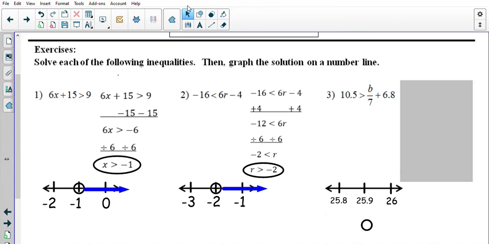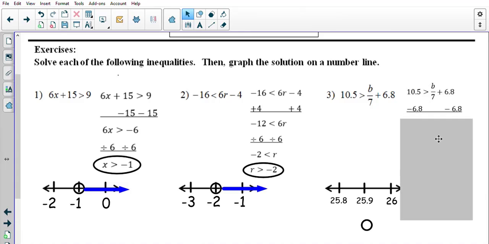All right, so number 3 does involve some decimals. No big deal, though. We treat this exactly the same. So we have 10.5 is greater than b over 7 plus 6.8. So we want to get rid of that constant first, that plus 6.8. That's the last thing that's happening to the variable. It's the first thing we undo. So the inverse of adding 6.8 is to subtract 6.8.